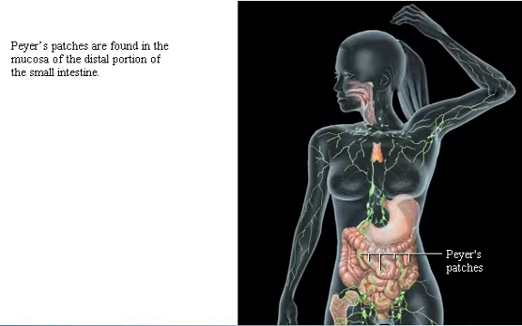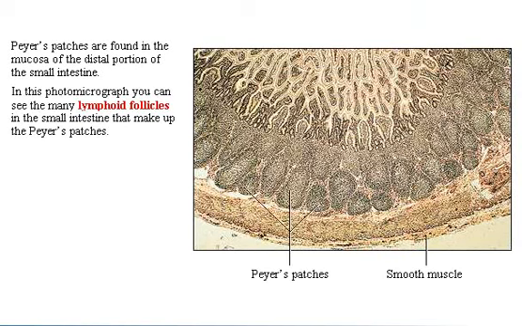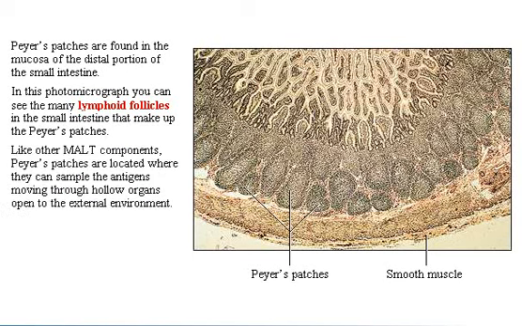Peyer's patches are found in the mucosa of the distal portion of the small intestine. Click a Peyer's patch. In this photomicrograph, you can see the many lymphoid follicles in the small intestine that make up the Peyer's patches. Like the tonsils and other MALT components, Peyer's patches are located where they can sample the antigens moving through hollow organs open to the external environment.